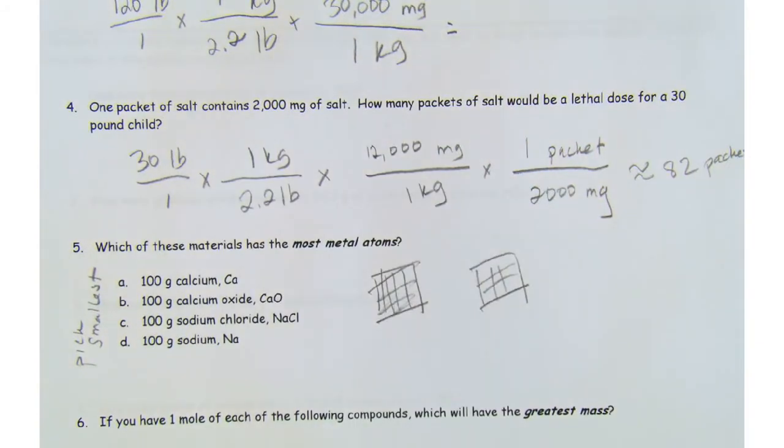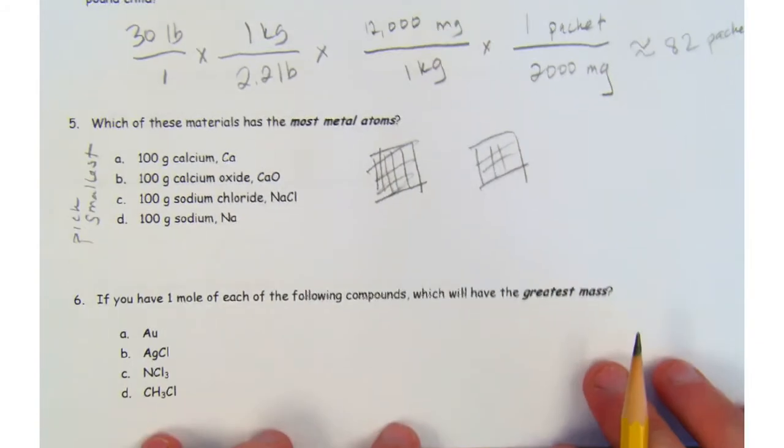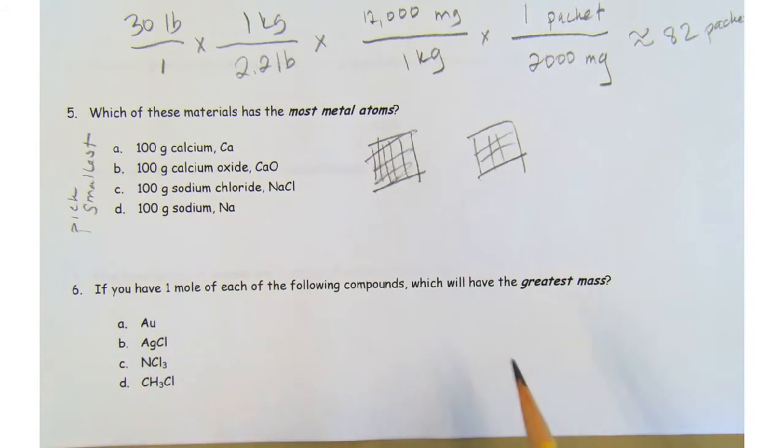Okay. This next question is a little bit different. So you have 1 mole of each of the following compounds, and it asks you which weighs the most. Well, the weight of 1 mole of something is just that mass given on the periodic table. So you'll need to look up the molar mass from each of them, and you want to pick the biggest.